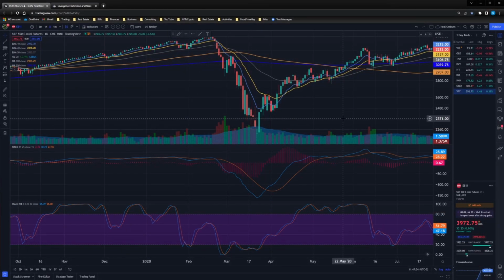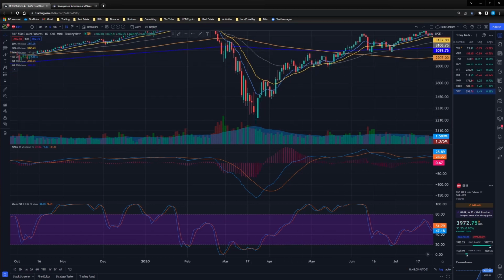So first things first, let's look at why you should never use volume as the indicator for divergence. I'm going to turn off this auto setting here, and we have this COVID crash that we had at the beginning of 2020.